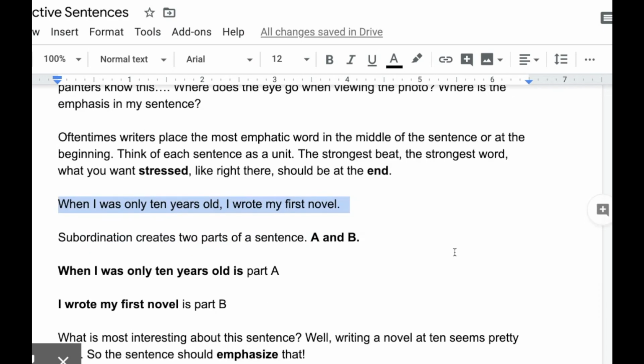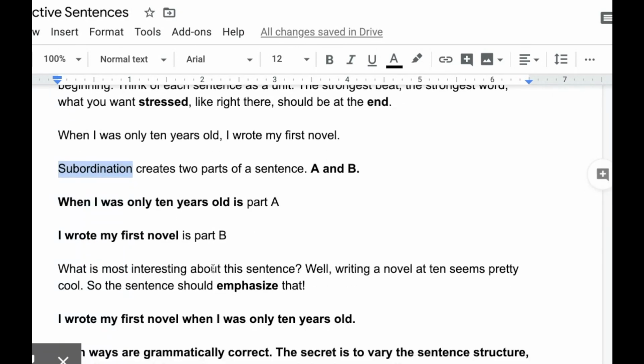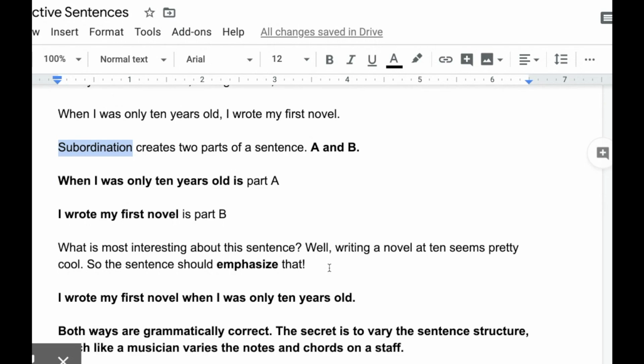All right, so what's intriguing about this? Subordination creates two parts of a sentence, A and B, usually with a comma, sometimes with like a semicolon, things like that, or maybe like a however or a therefore in the middle. But when I was only 10 years old as part A, I wrote my first novel as part B. What is most interesting part of the sentence? Well, I think writing a novel at 10 seems pretty cool, right? It's unusual. So the sentence should emphasize that.